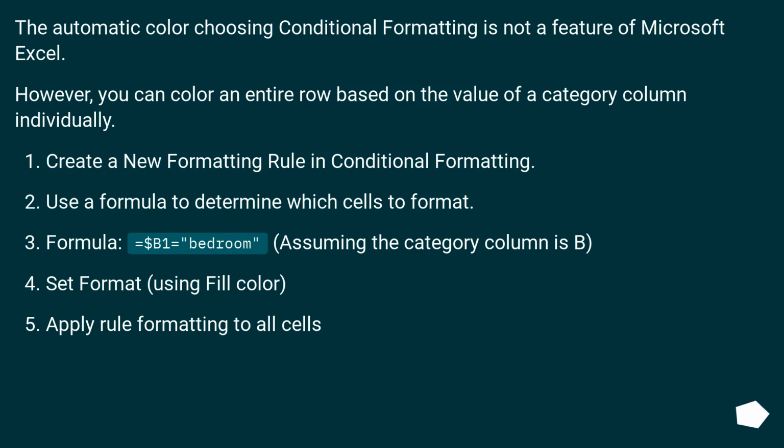The automatic color choosing conditional formatting is not a feature of Microsoft Excel. However, you can color an entire row based on the value of a category column individually. Create a new formatting rule in conditional formatting. Use a formula to determine which cells to format. Formula: equals $B1 equals bedroom, assuming the category column is B. Set format using fill color. Apply rule formatting to all cells.